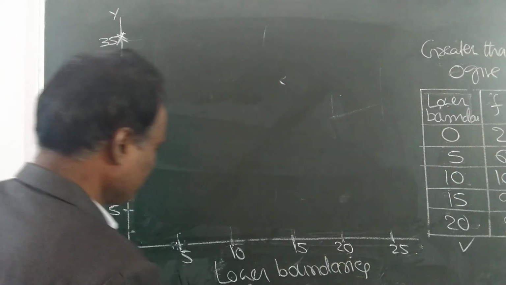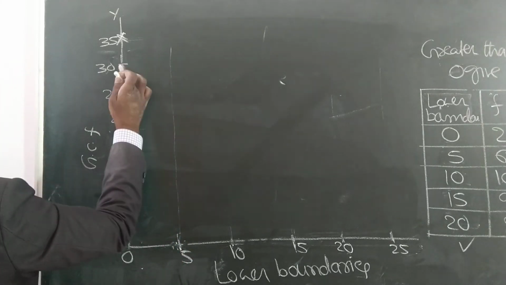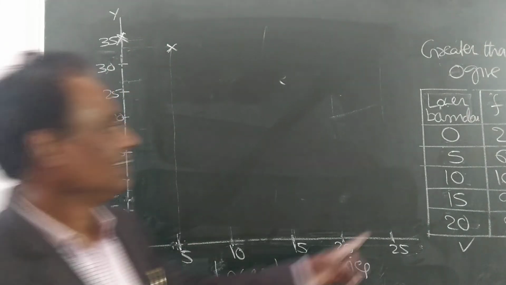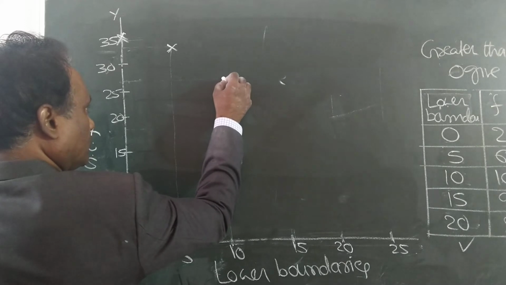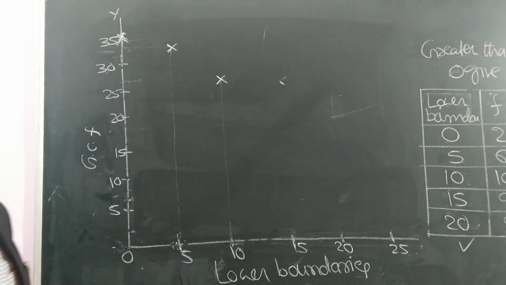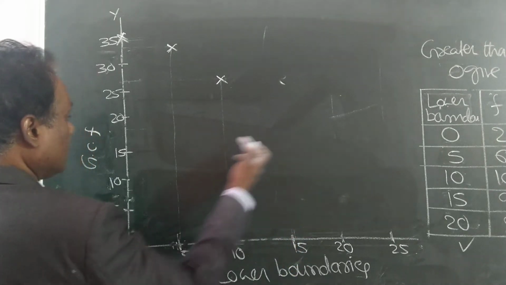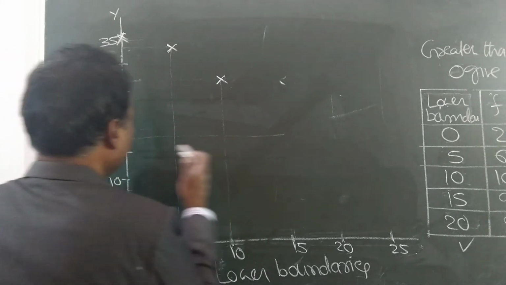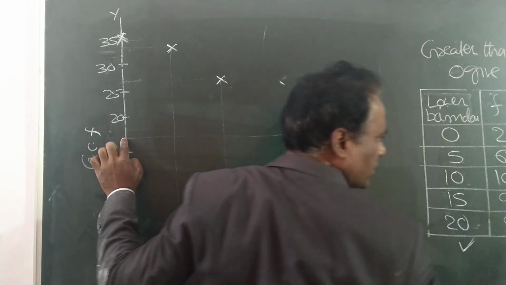5, 33. 5 up to 33, 31, 32, 33 here. 10, 27. 10, 27 is here. 15, 17. 17 means 15, 16, 17. 17 is here. These two points we have to take. Forget about the middle one.